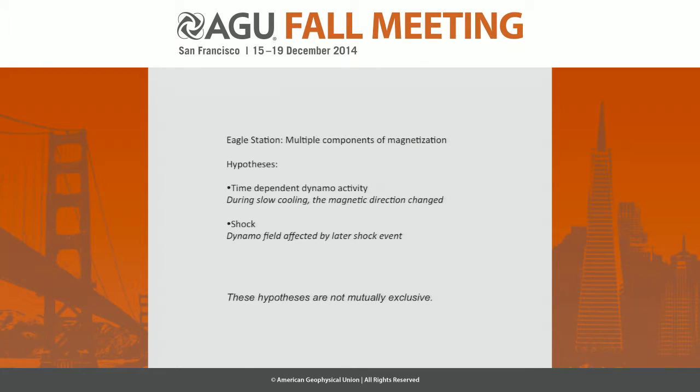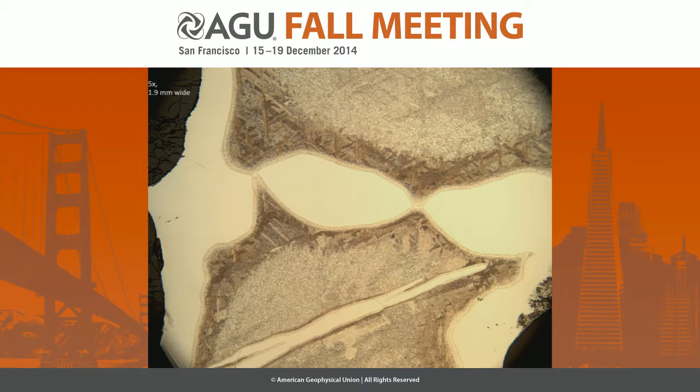So these multiple components motivate some new hypotheses on how they could have arisen. One, we could be looking at a time-dependent effect. As the olivines slowly cool, if the dynamo changes, this might have been recorded. Another hypothesis is that instead we're looking at a dynamo field that's been affected by an impact event, partially resetting the magnetization. I should stress, though, that these are not mutually exclusive hypotheses. However, due to the lack of cooling data available for Eagle Station Pallasite and our paleomagnetic data, we elected to investigate evidence for shock. This was done in thin section microscopy by Ed Scott.